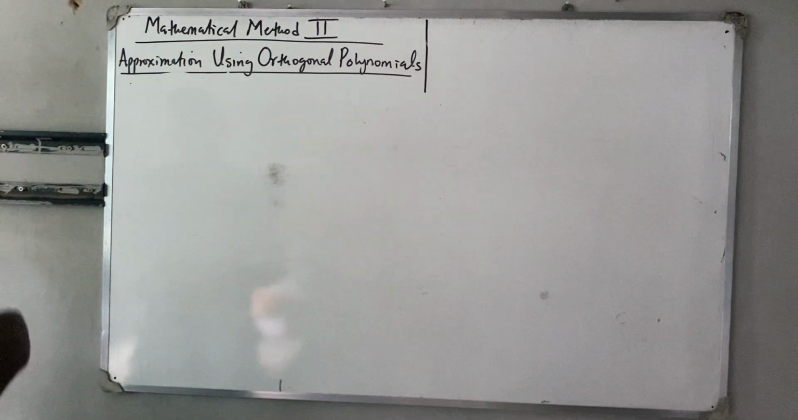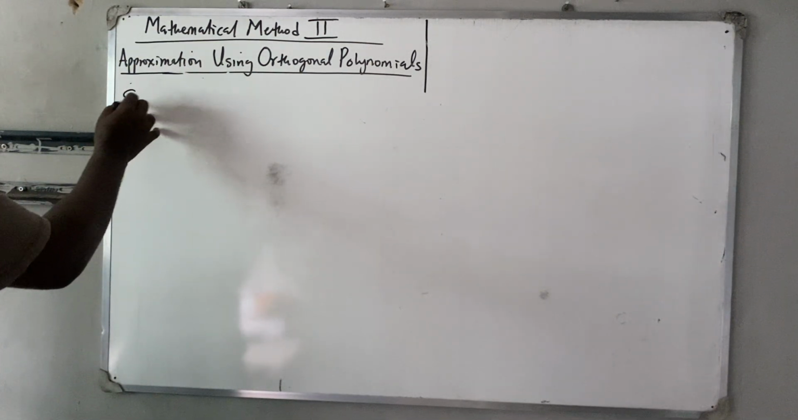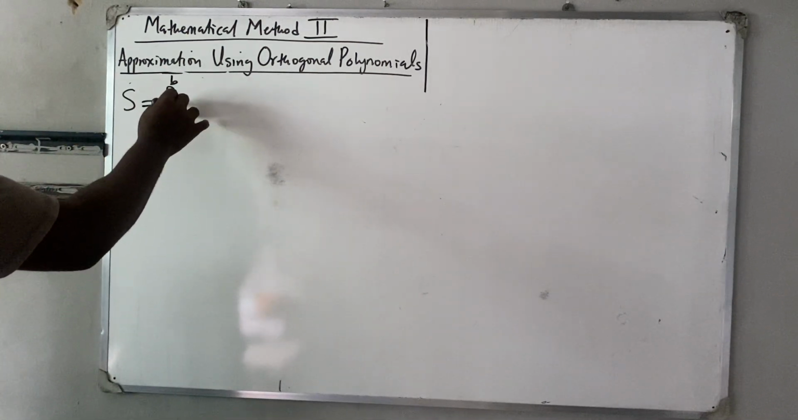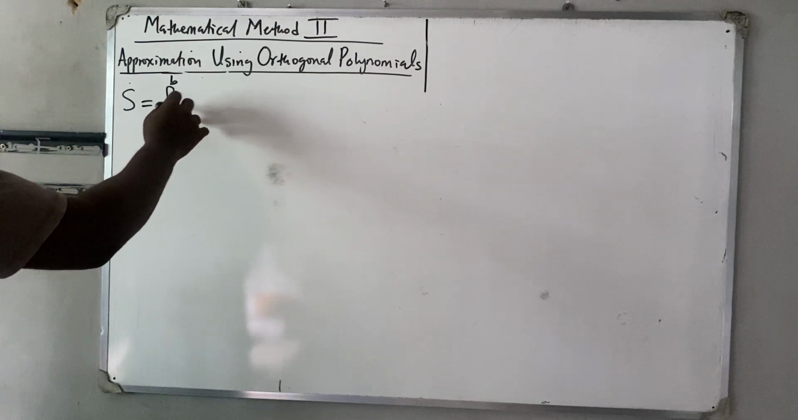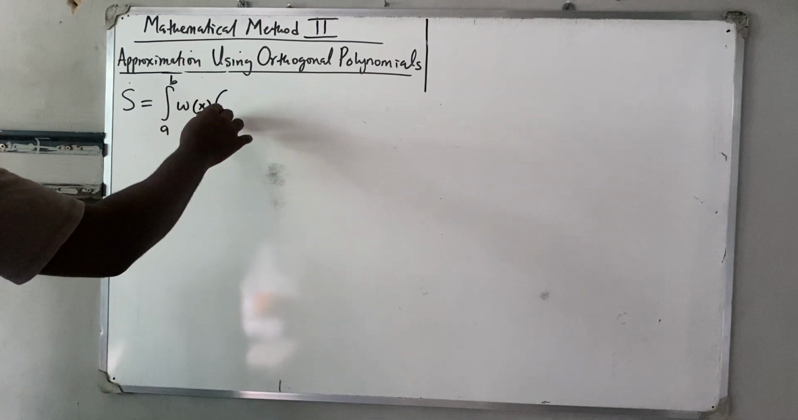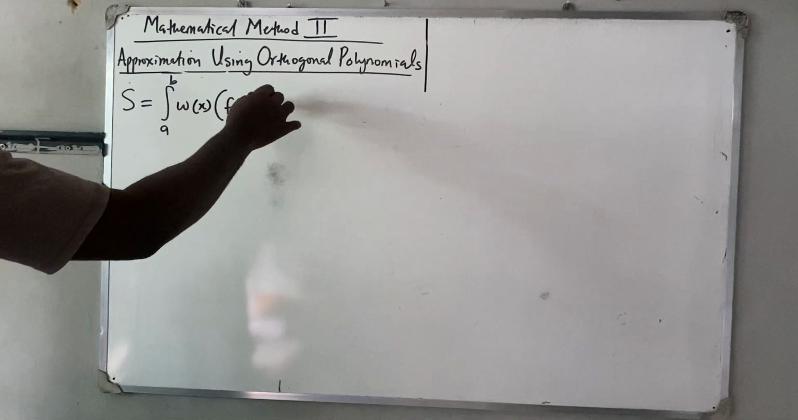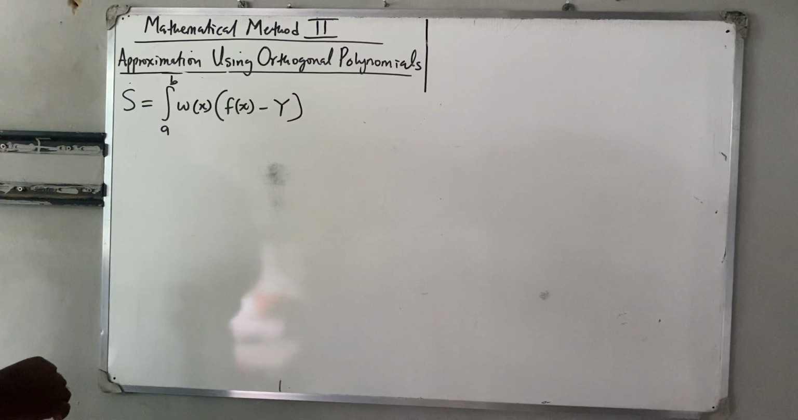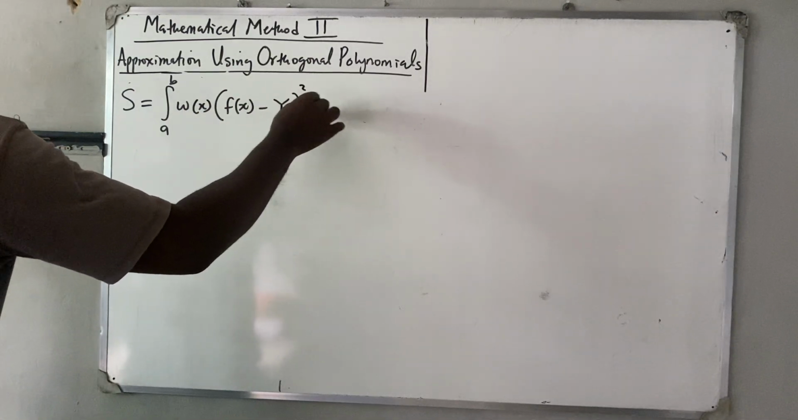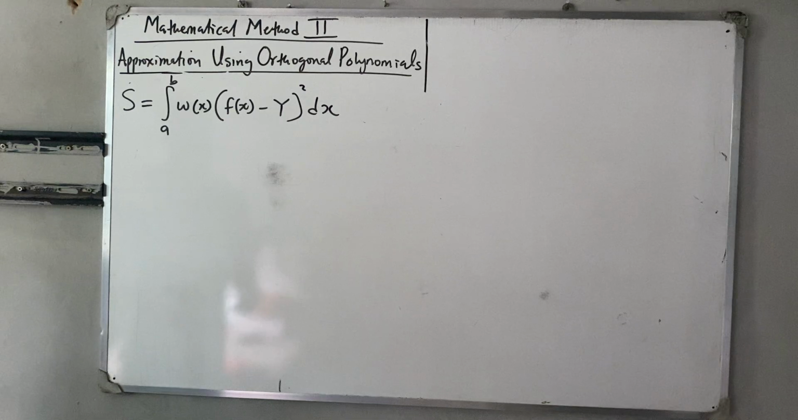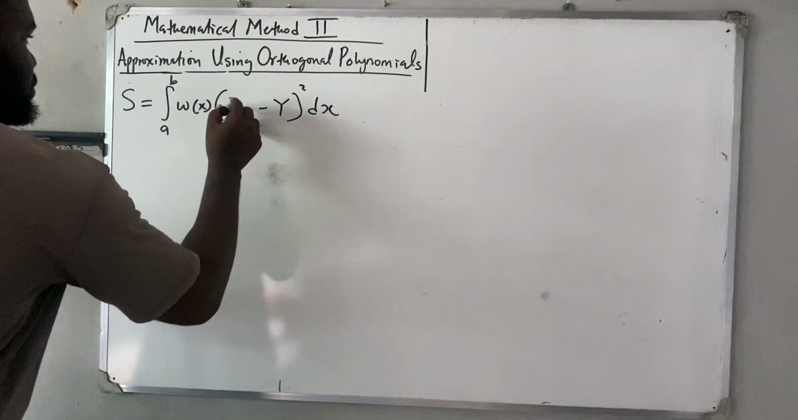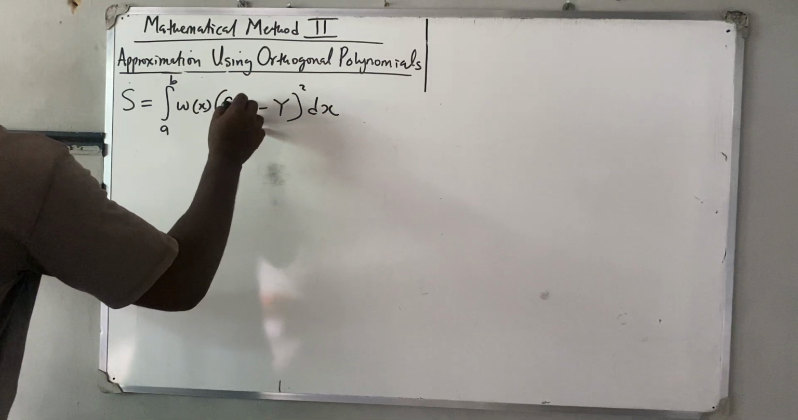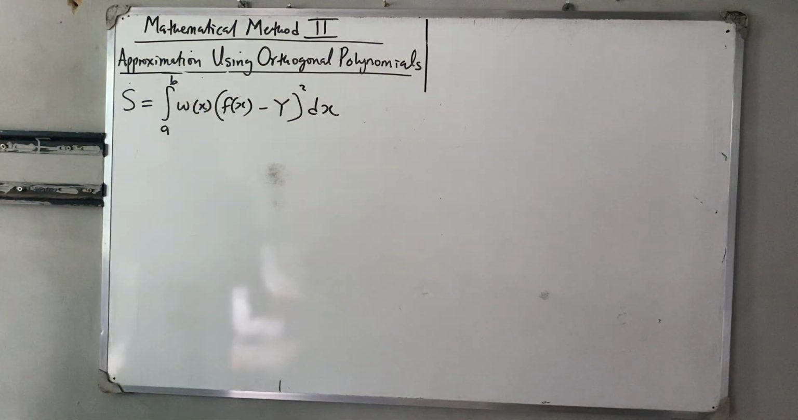So now, to get that, the first thing we do is we take the residue function. The residue of the function is given as S, the integral from a to b of the weight function, in bracket, f of x minus your y, like this. F of x minus your y, okay? You take all squared, dx. Very simple. Or some people will say small y minus the big Y. And remember that small y is the same thing as f of x. So anyone you like, okay? So you should know that this is the residue function.